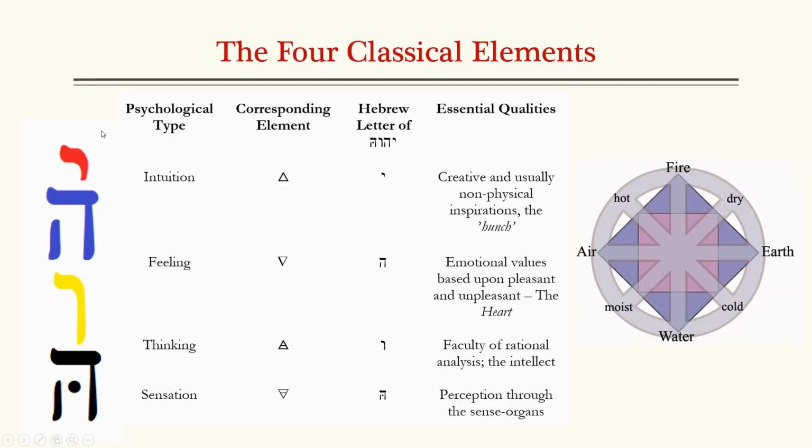The red Yod is his head, the blue Hey is his shoulders and the top of his trunk. The Vav is literally his main portion of his body and trunk. The bottom Hey is his feet, his 2 feet. They also represent the 4 elements: fire, water, air, earth. The Jungian psychological types: intuition, feeling, thinking, and sensation, and all of those qualities.